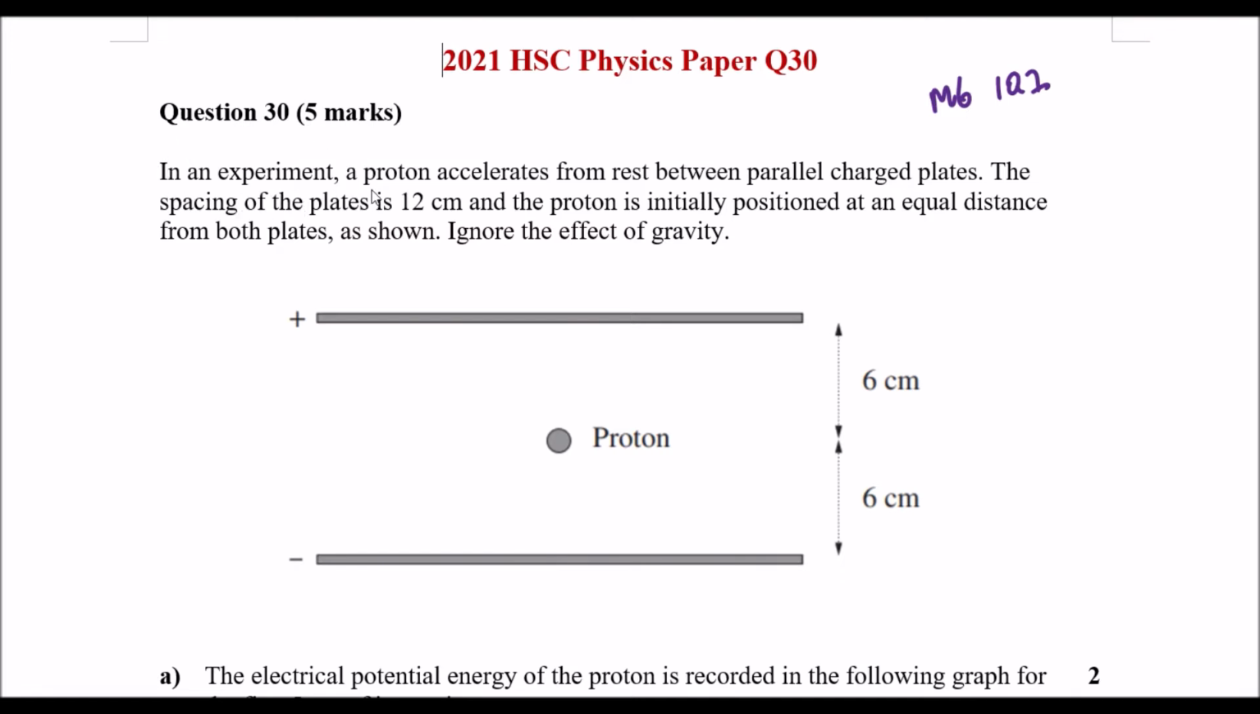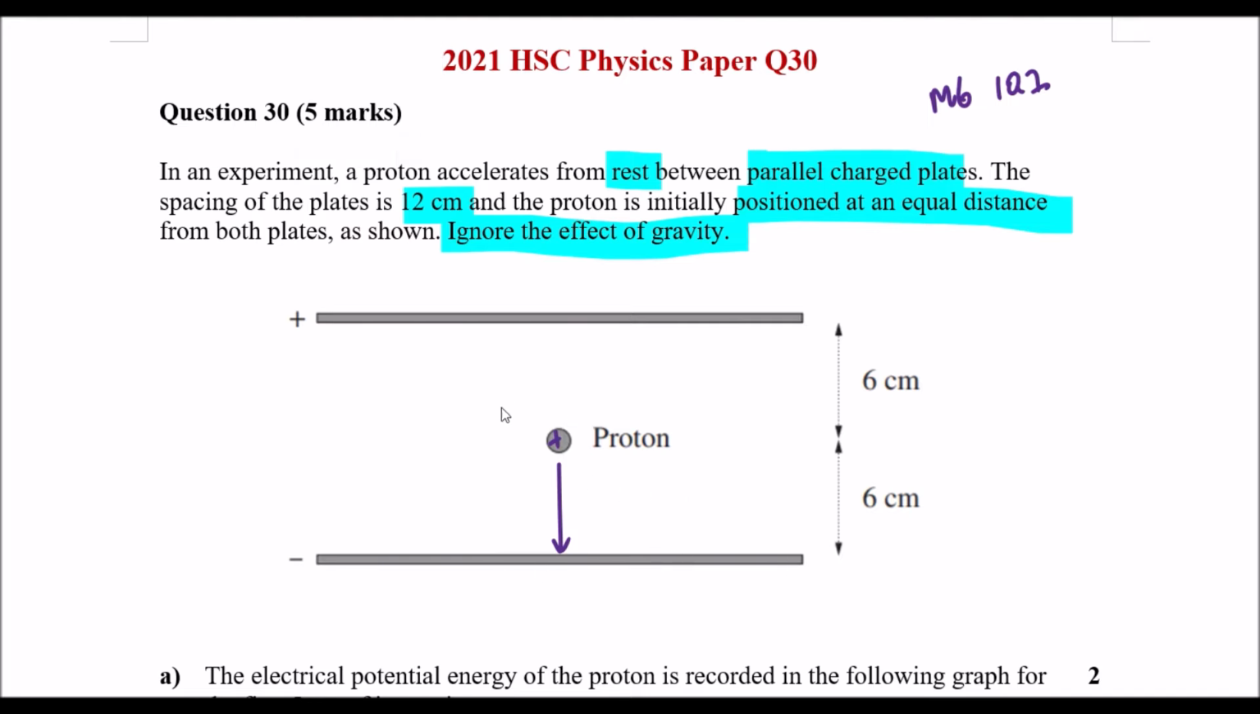We have, in an experiment, a proton accelerates from rest between two charged plates. They are parallel to each other. The spacing of the plates is 12 centimeters and the proton was initially positioned at equal distance to both plates. We are ignoring the effects of gravity. What we can anticipate already is in an electric field, a charged particle will be attracted towards the opposite side. So a proton is positive, it's going to be attracted to the negative plate. That's what we know for sure.